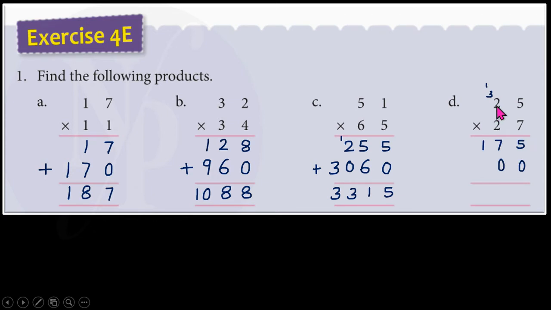Now we multiply 2 by 2. 2 2s are 4. 4 plus 1 is 5. We should write 5 here. So now let us add these two numbers. I put a plus sign here and we will add. 5 plus 0 is 5. 7 plus 0 is 7. 1 plus 5 is 6. Therefore, 675 is the product of 25 and 27. Now let us move to the next question.